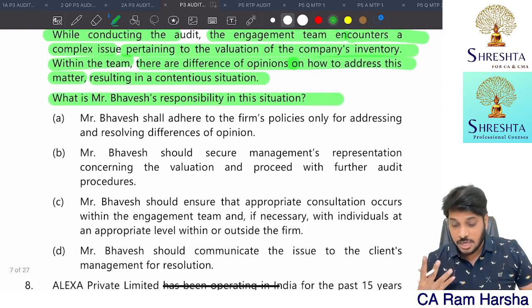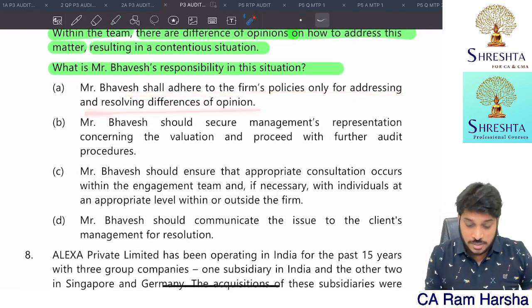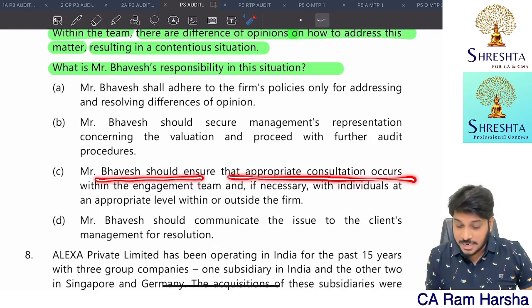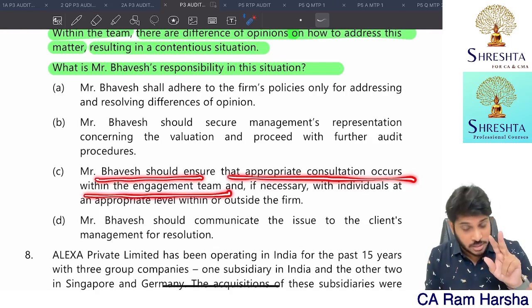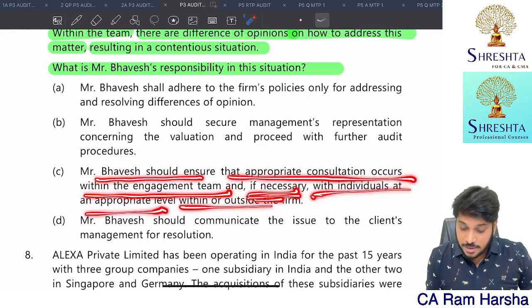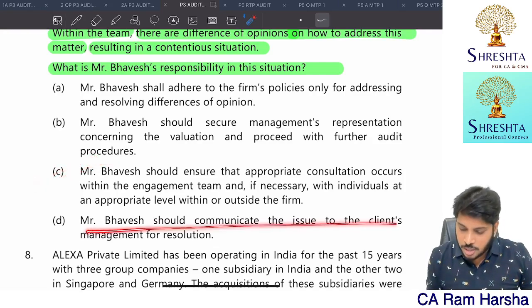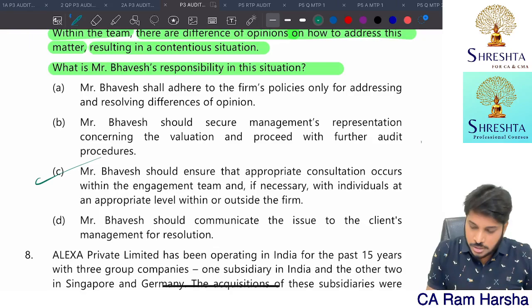What is Mr. Banvesh's responsibility? Mr. Banvesh shall adhere to the firm's policy only for addressing an insolvency. No. Mr. Banvesh should secure management representations. No. Mr. Banvesh should ensure that appropriate consultation occurs within the engagement team first to resolve the differences, if necessary, with individuals at appropriate levels within and outside the firm to resolve the difference. I think this answer is correct. Mr. Banvesh should communicate the issue to the client management for resolution. No. C is the correct option.